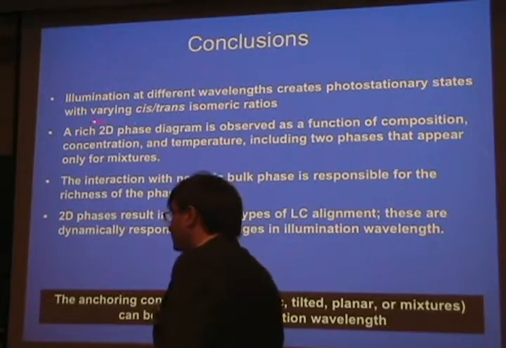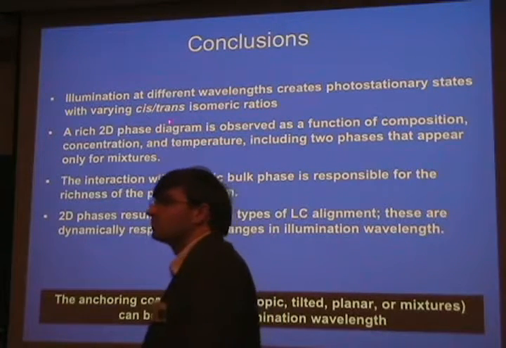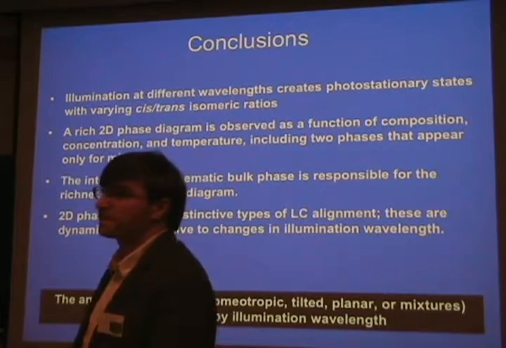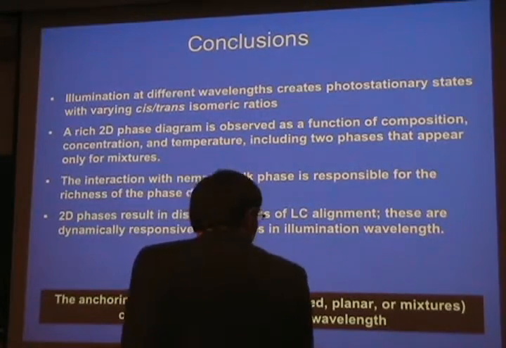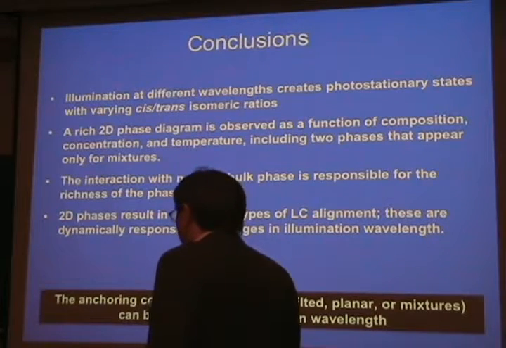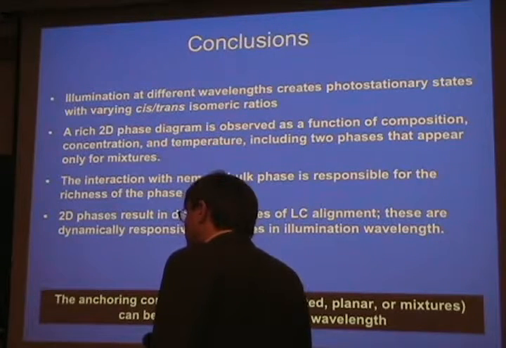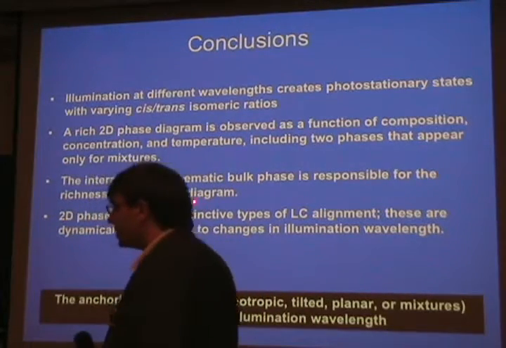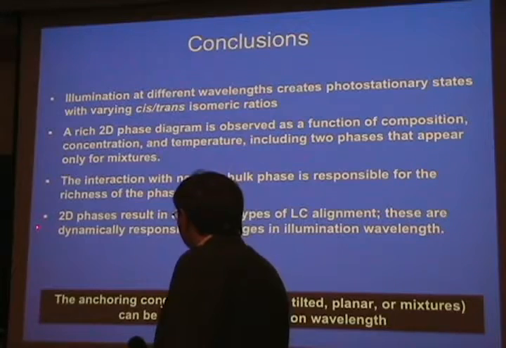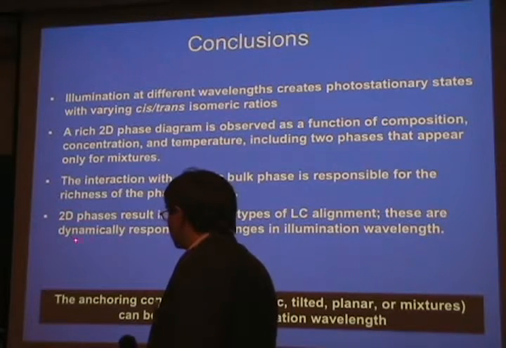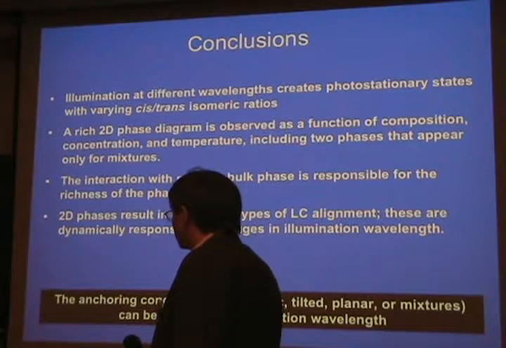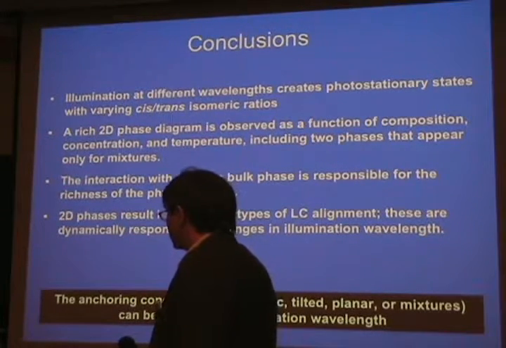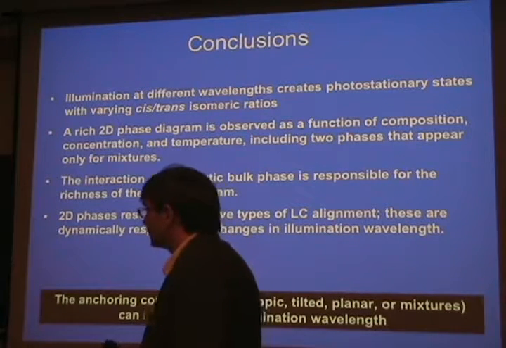So what we think we're seeing is that illumination in different wavelengths creates different photostationary states with different isomeric ratios. And at the nematic aqueous interface, we see a very rich phase diagram with 5 or 6 different phases that appear at different temperatures and compositions. And that these different two-dimensional phases result in different types of liquid crystal anchoring. We see homeotropic anchoring, planar anchoring, a small tilt angle anchoring, and a large tilt angle anchoring.